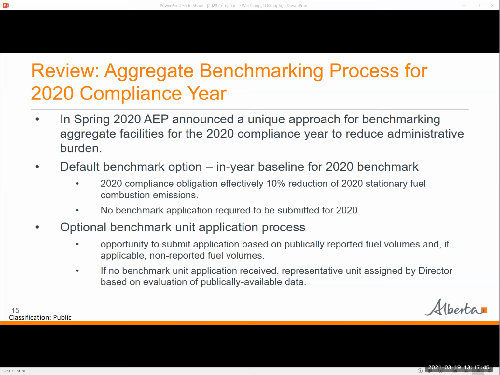We did provide an option to submit a benchmark unit application, allowing aggregate facilities to submit an application for a benchmark unit based on publicly reported fuel volumes, and also, if applicable, non-reported fuel volumes as well. That being said, the standard approach, if no benchmark unit application was received, is that a representative unit will be assigned by the director based on evaluation of the publicly available data for that aggregate facility.